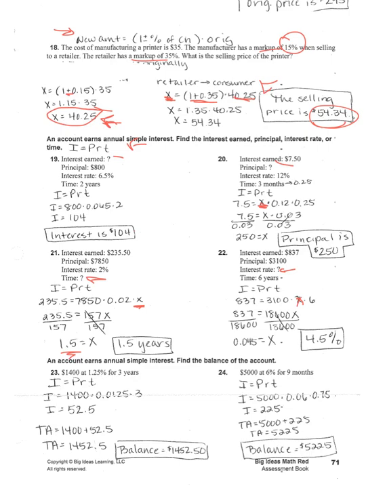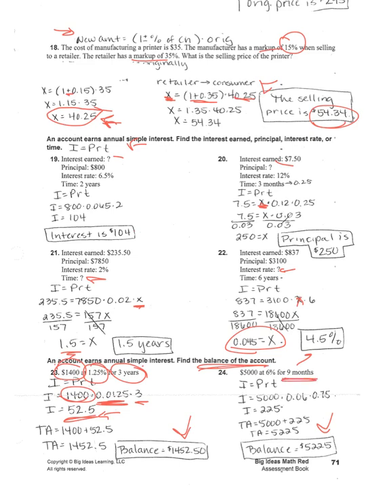Please remember, when you're looking for the rate, you're going to get a decimal and you have to change it to a percent. An account earns simple interest. Find the balance of the account. What that means is, if I deposit $1,400 at 1.25% for 3 years, I want to know how much is in there at the end. So you have 1,400 times R, which is your rate, times the 3 years. So you figure out it earns $52.50 in interest. The balance is, I'm going to take how much I put in and add the $52.50 to it. So you get $1,452.50.